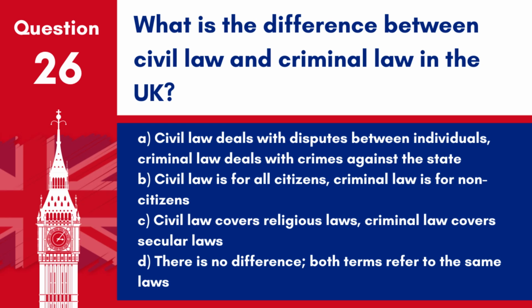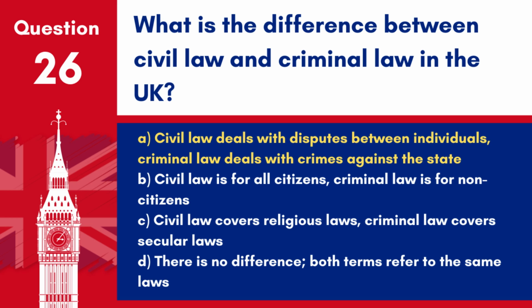A. Civil law deals with disputes between individuals. Criminal law deals with crimes against the state. B. Civil law is for all citizens. Criminal law is for non-citizens. C. Civil law covers religious laws. Criminal law covers secular laws. D. There is no difference. Both terms refer to the same laws.